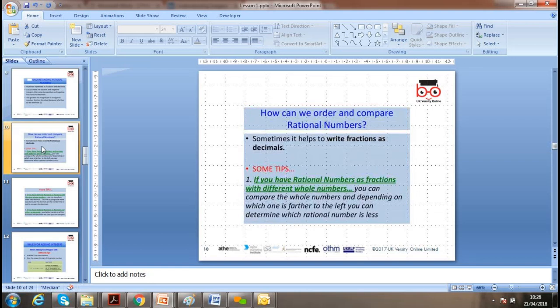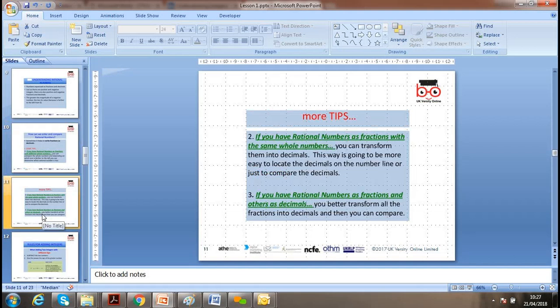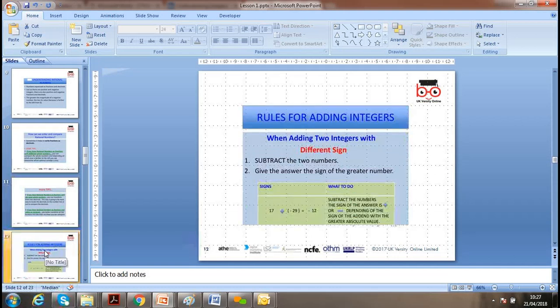How can we order and compare them? Sometimes it helps to write the fraction as a decimal. With different whole numbers, you can compare the whole numbers, and depending on which one is larger. We'll go through some examples now. Okay, rational numbers, fractions with the same whole numbers. That gives basic number patterns. Okay, let's look at this one.